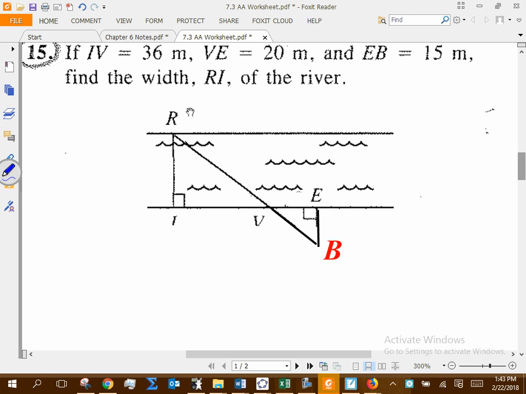So if I was on I-75 and wanted to figure out how far it is across 4 lanes of traffic, and it's a little scary to run across those with a tape measure, we could do this. It'd be really easy. So we're looking for RI, and we now know that these two triangles are similar.